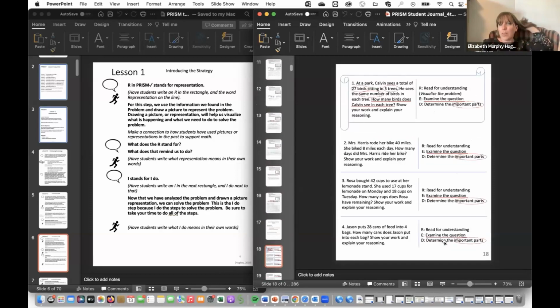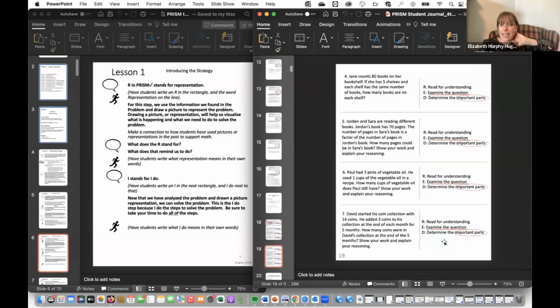The next problem we look at, well, just how do you read for understanding? How do you examine the question? And how do you determine the important parts? This will later tie into schema.